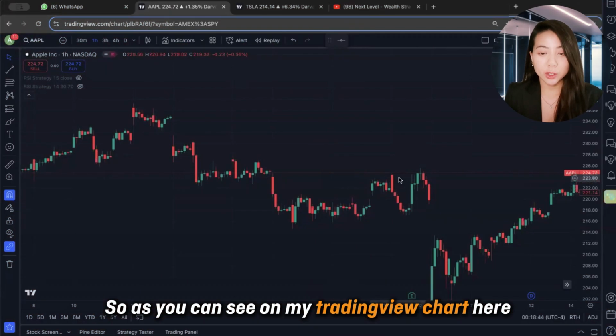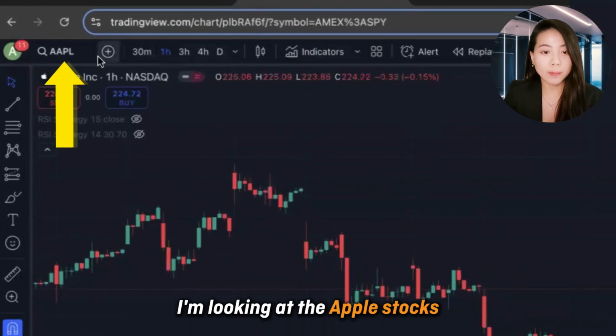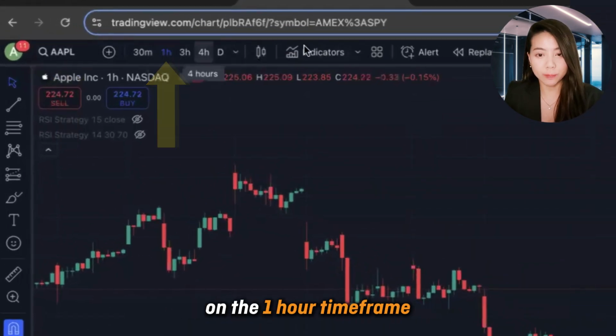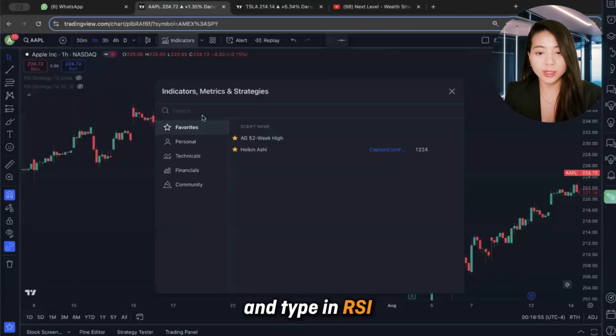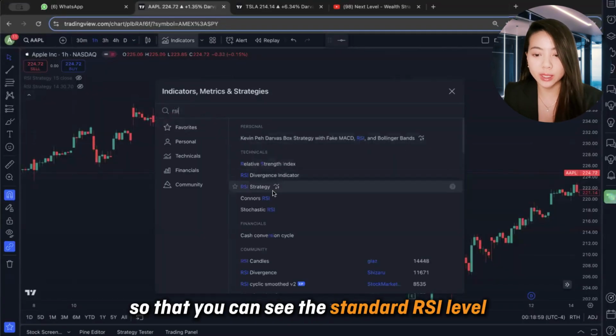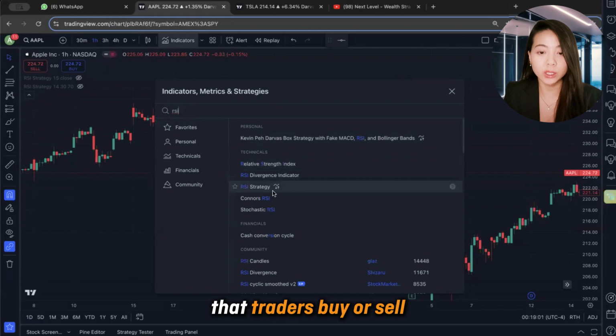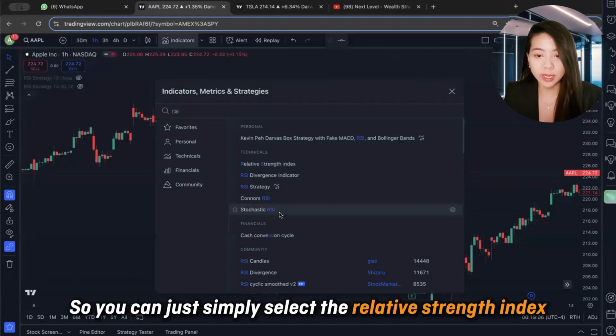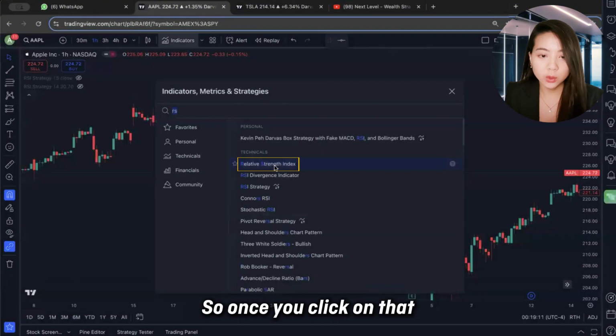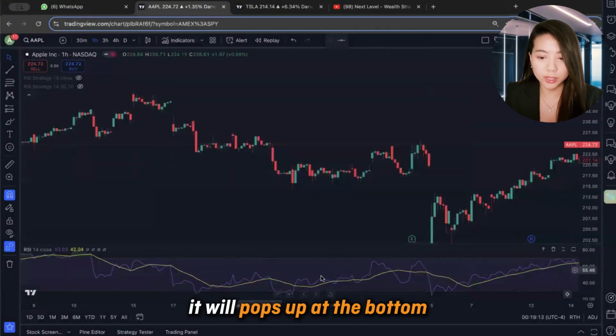As you can see on my TradingView chart here, I'm looking at the Apple stock on the 1 hour time frame. What you can do is simply go to indicator here and type in RSI, so that you can see the standard RSI level that traders buy or sell based on the market condition. Just select the Relative Strength Index. Once you click on that, it will pop up at the bottom.